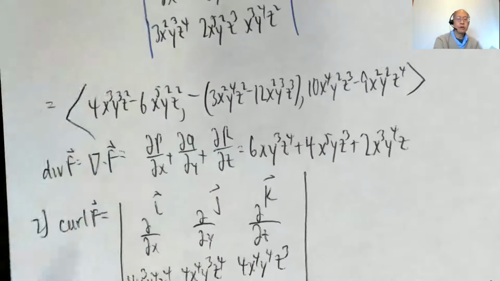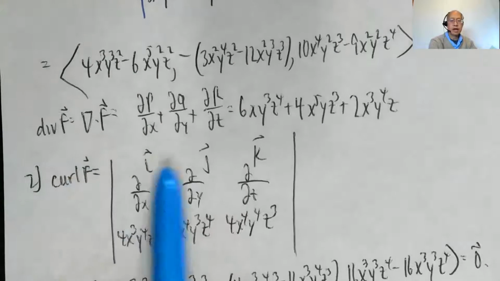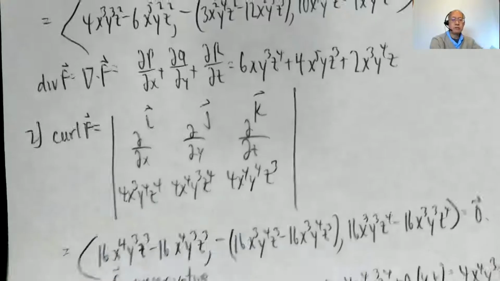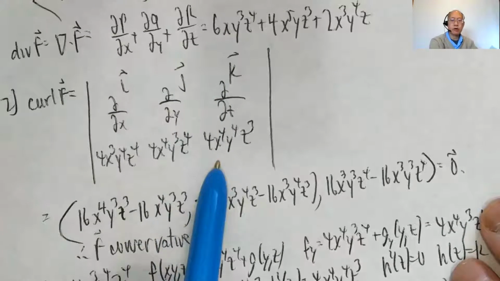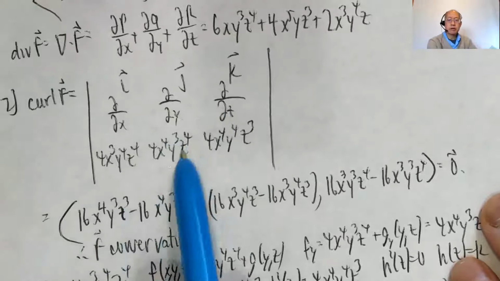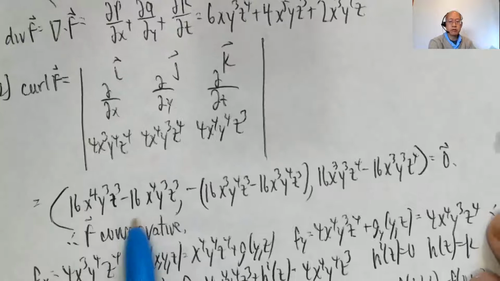Number 2, show that we have a conservative vector field. So I take the curl of f, again i, j, k, partial with respect to x, y, z, P, Q, and R. So the i component is that minus that, partial with respect to y, 16x to the 4th y cubed z cubed, minus partial with respect to z, 16x to the 4th y cubed z cubed, that's 0.